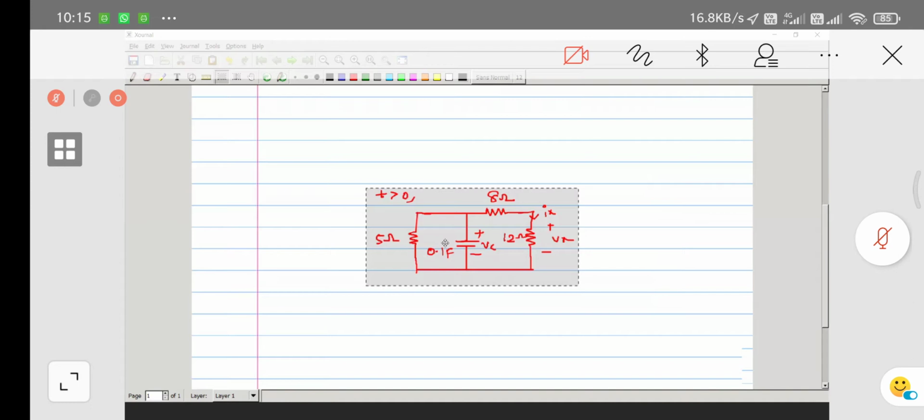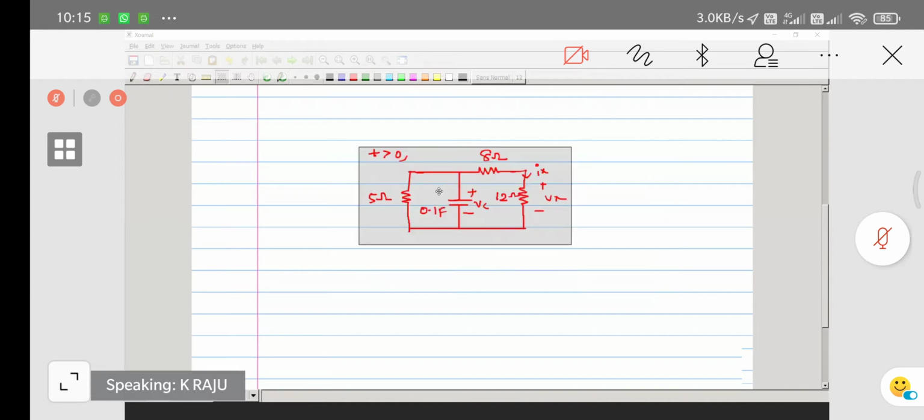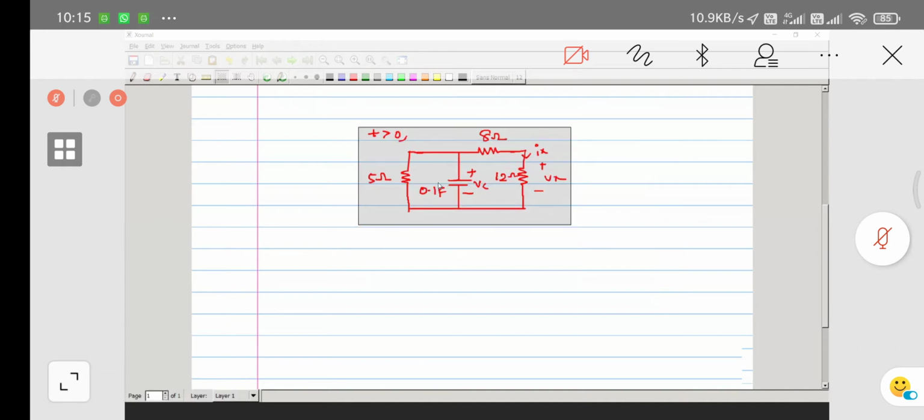So this statement can be said: the inductor doesn't allow sudden change in current. For example, here VL equals L into di by dt, where di by dt is the change in current with respect to time.